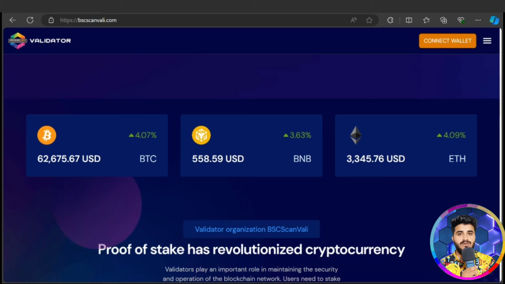Here is the latest price of the market trend. You can check out the BTC price, which is 62,675.67 USD, and the 24-hour change is 4.07%. And you can check out the latest price of BNB and Ethereum also.